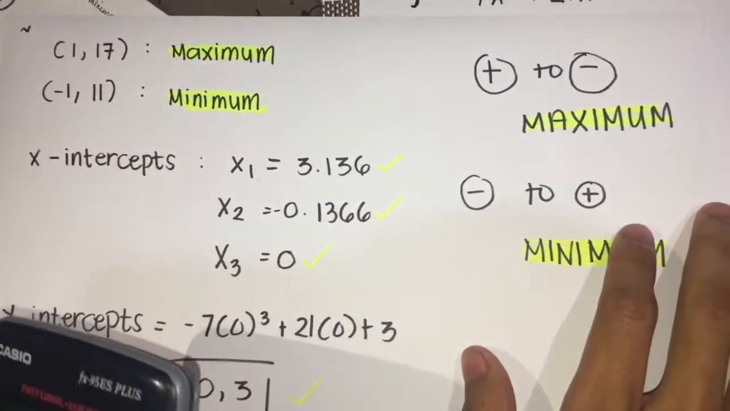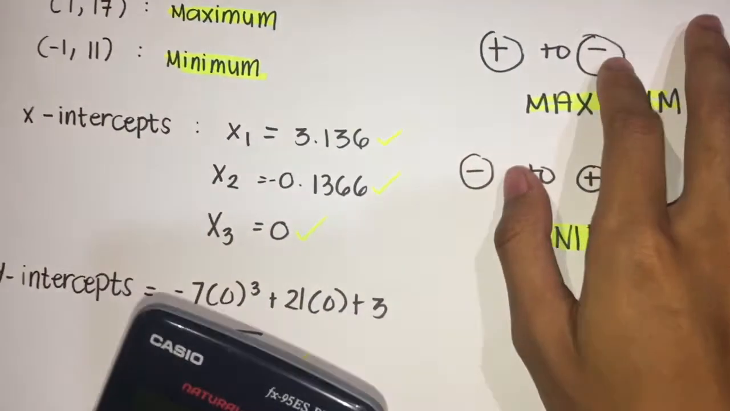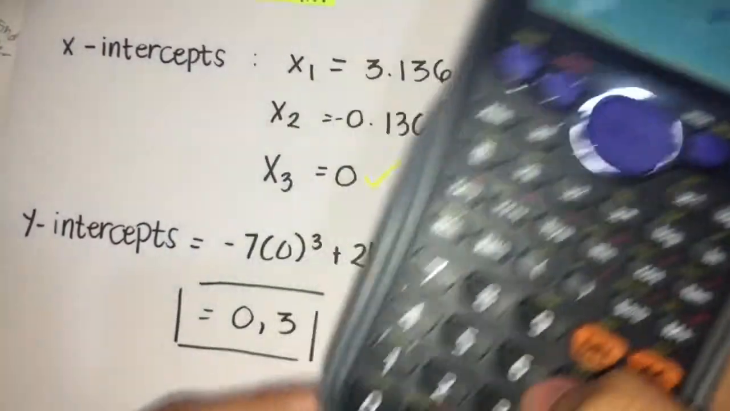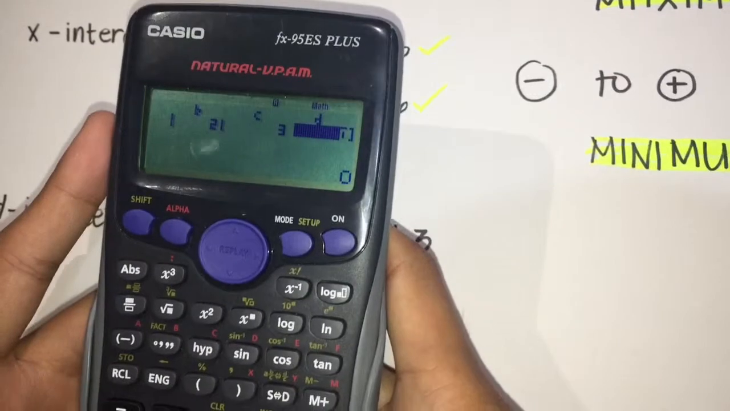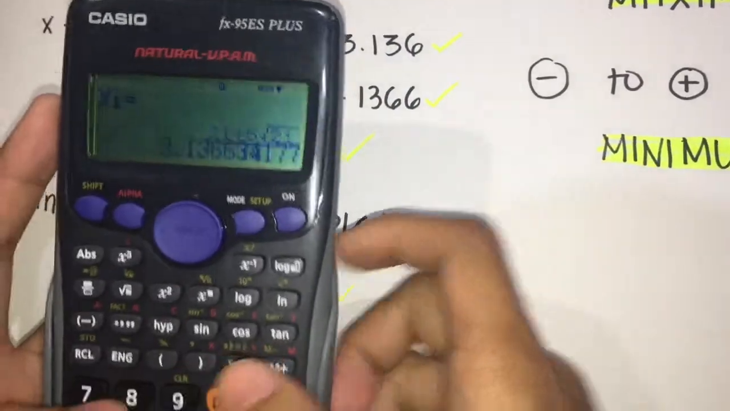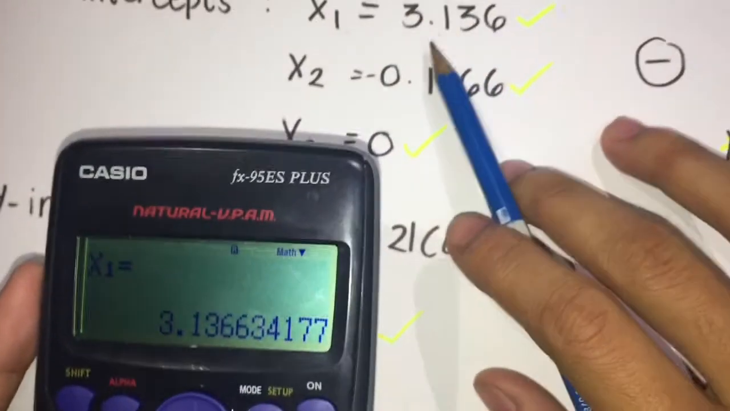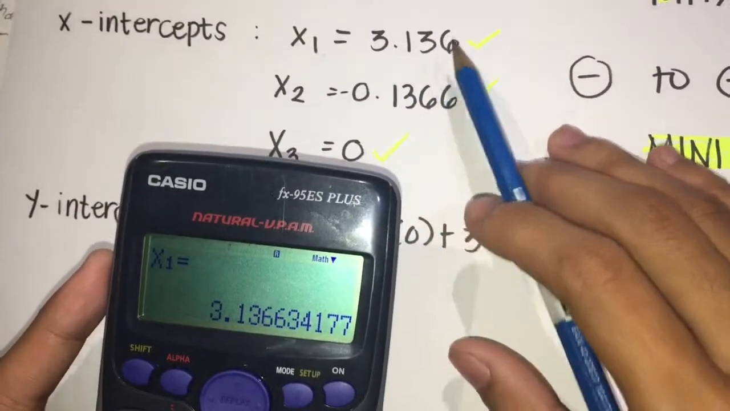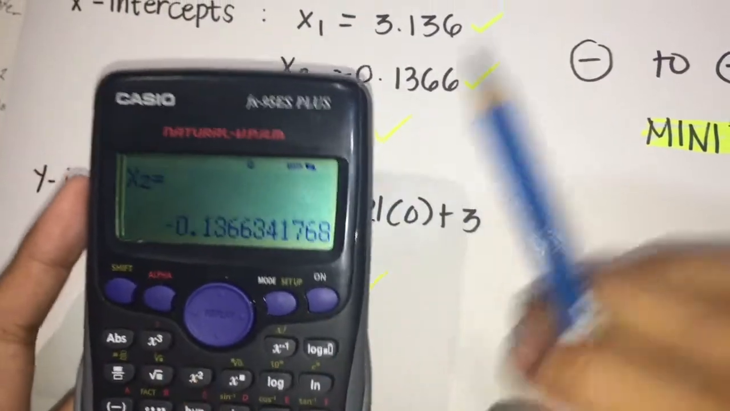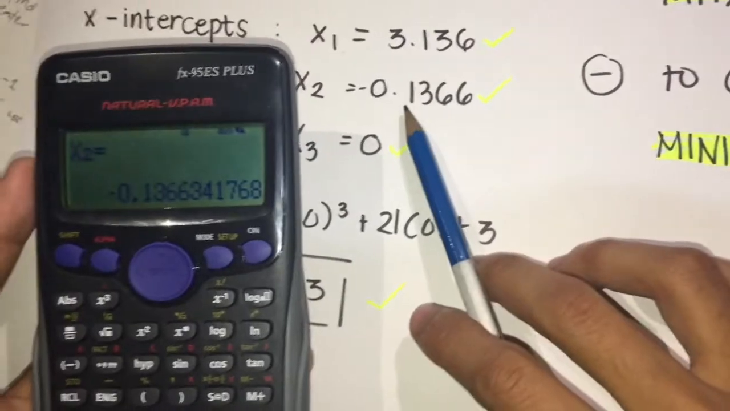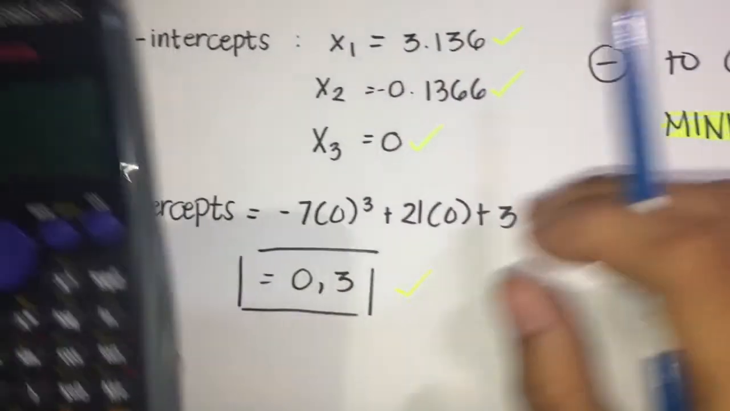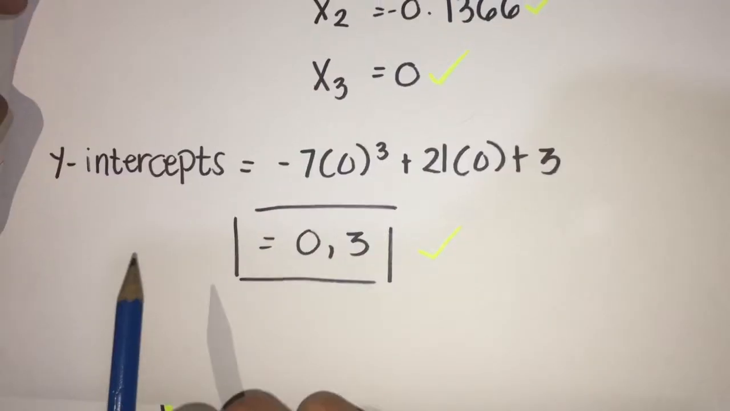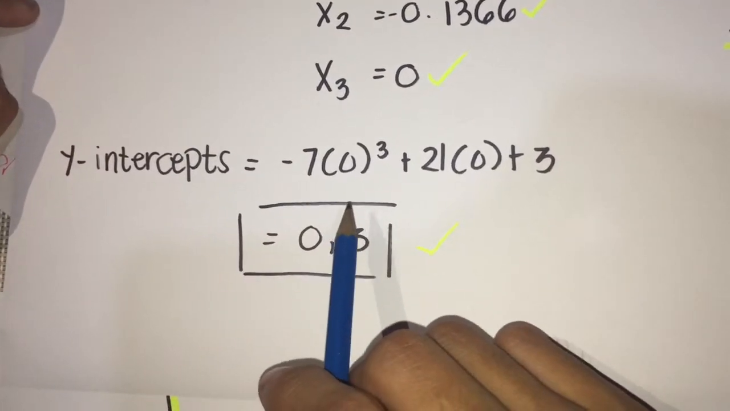First, we're going to substitute the original equation. Negative 7, 21, 3. First, that equals 3.136. The second is negative 0.1366. And the third is 0. For y-intercepts, we're going to substitute all 0 to all x's.